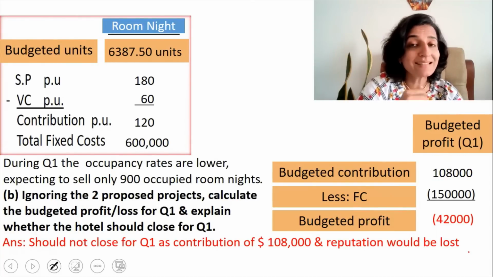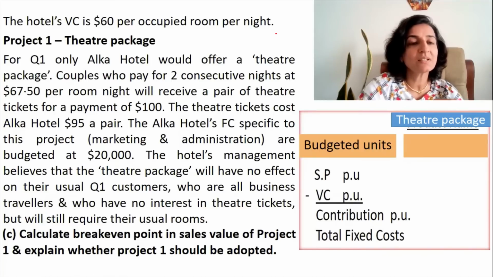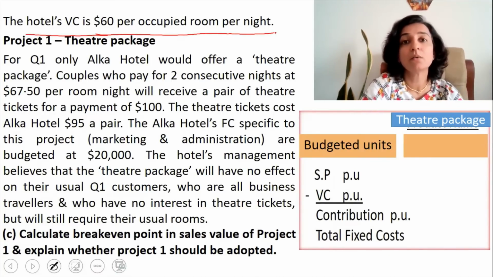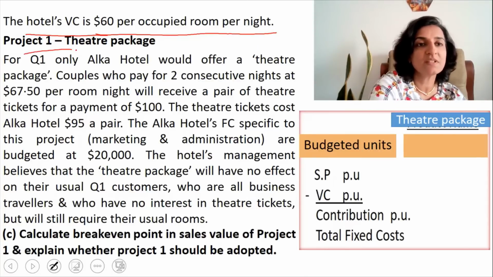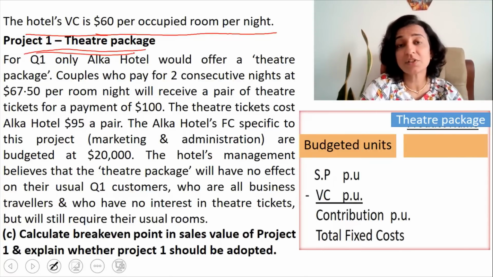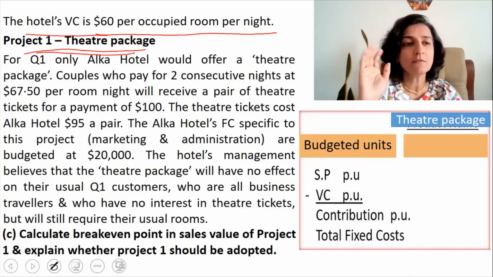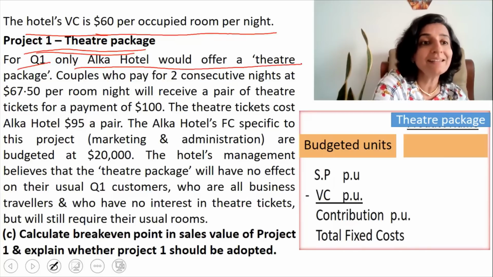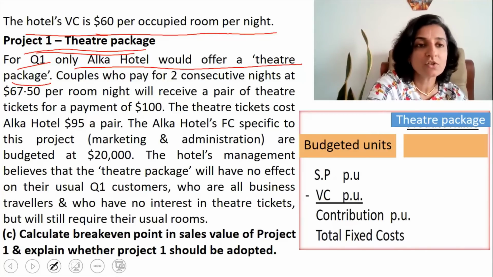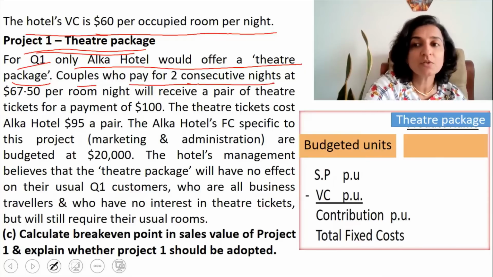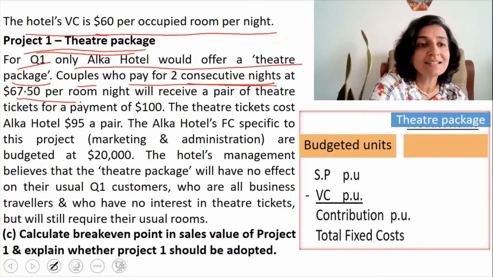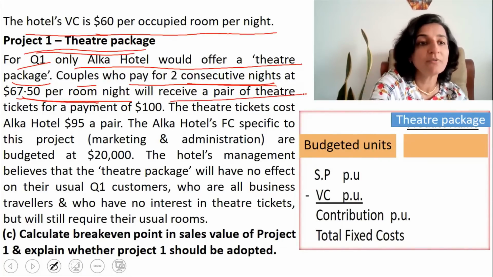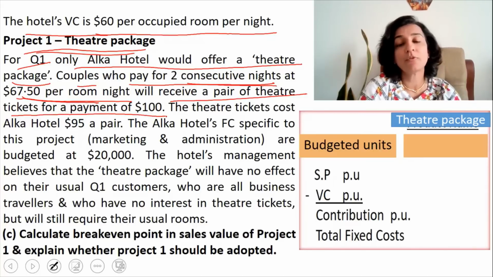Now moving on to part C of the question. So we have the question extracts here. The hotel's variable cost is $60 per occupied room night. Project 1, this was the first project that was under consideration for reducing the loss in the first quarter. So for Q1 only, Alka Hotel would offer a theater package. And what is a theater package? Couples who pay for 2 consecutive nights at $67.5 per room night will receive a pair of theater tickets for a payment of $100.